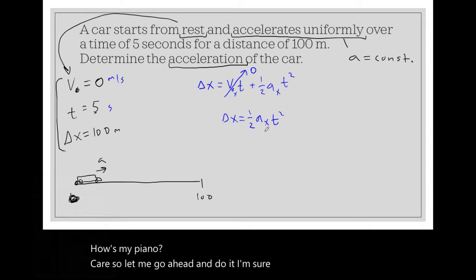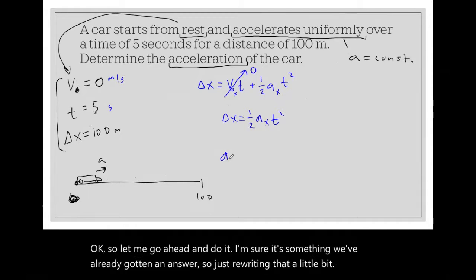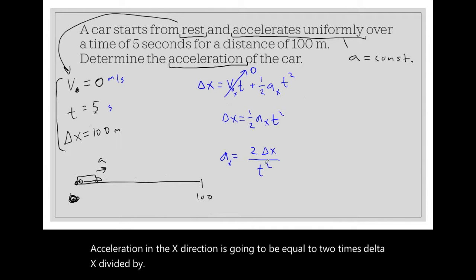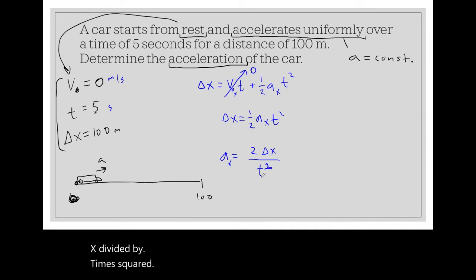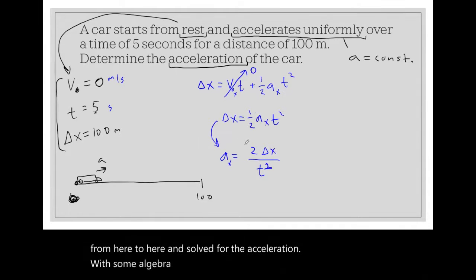I'm sure some of you've already gotten an answer. So just rewriting that a little bit. The acceleration in the x direction is going to be equal to 2 times delta x divided by time squared. If you're wondering where I got that from, I basically just went from here to here and solved for the acceleration with some algebra, moving some things around.